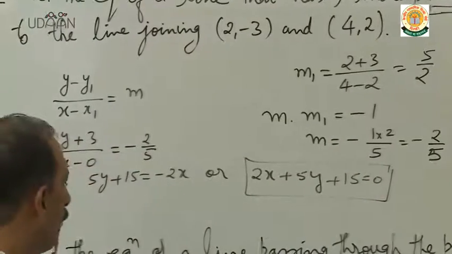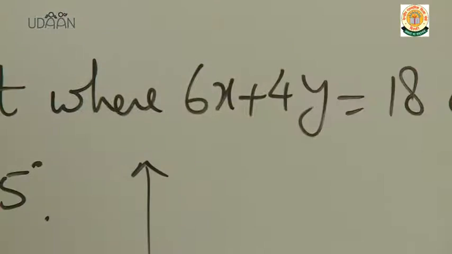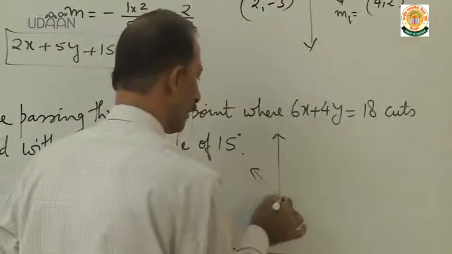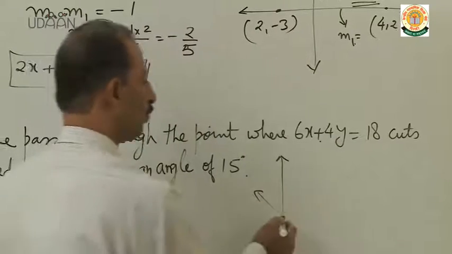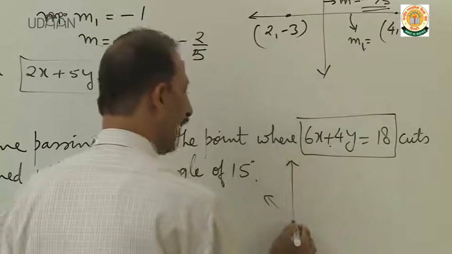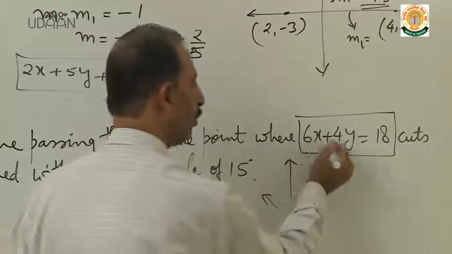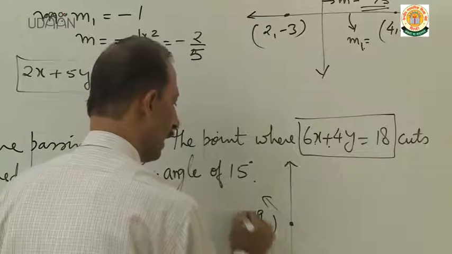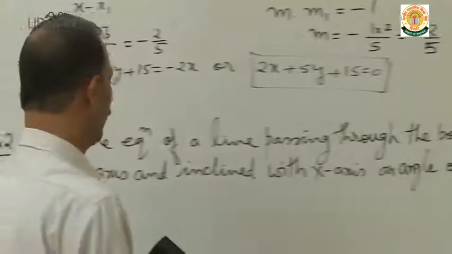Now my next example is, there is a line whose equation is given. This line 6x plus 4y is equal to 18 cuts somewhere, say the y-axis. This is the point where this line cuts the y-axis. How will you get this point? Now this line is cutting the y-axis, so the x coordinate here is 0. Put 0 in place of x, you will get the value of y, that is 18 upon 4 or say 9 upon 2. This is the point you got where the line cuts the y-axis.